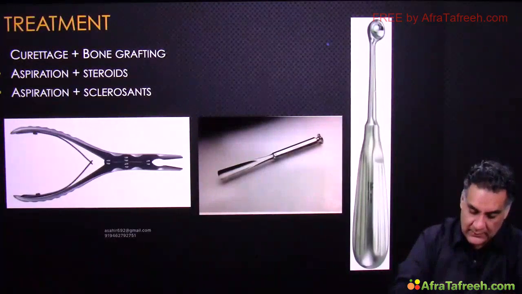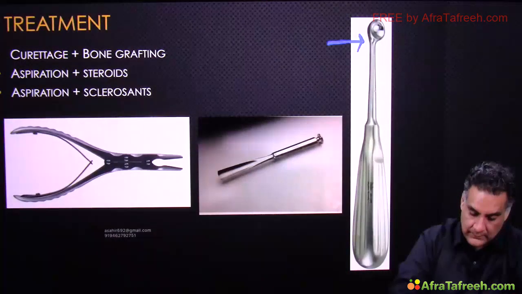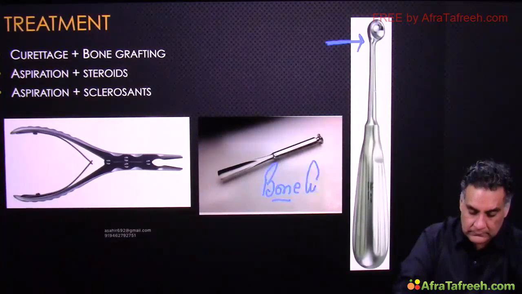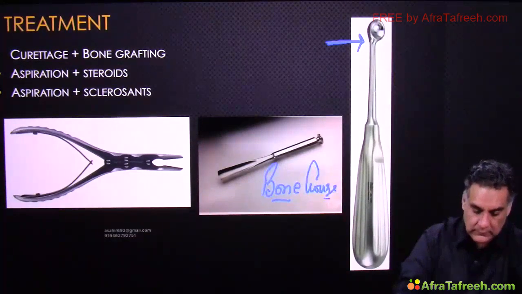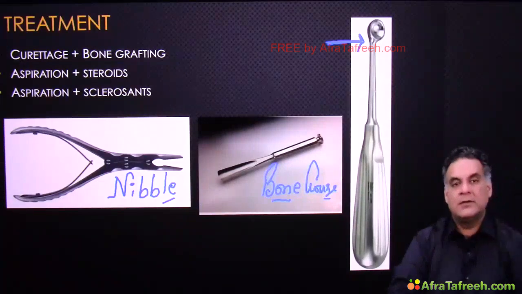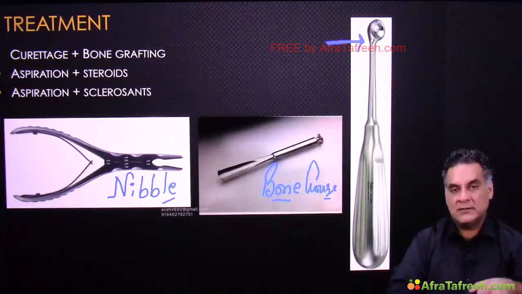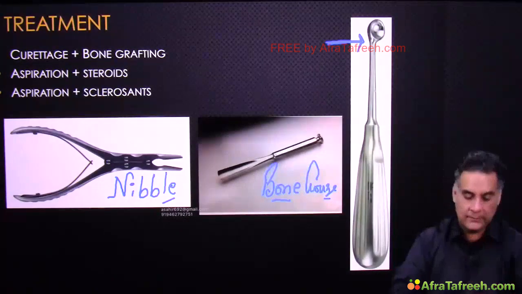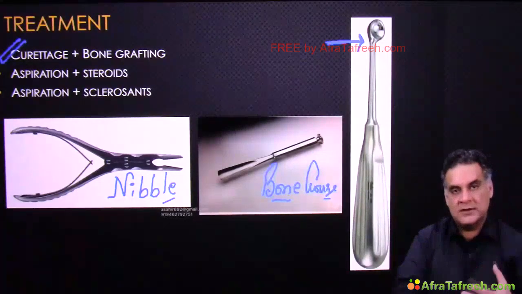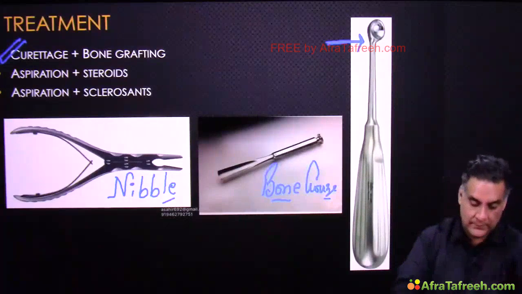This is a curette. This is a bone gouge to scoop out the bone. But the most common instrument used in orthopedics overall is the nibbler. This is a bone nibbler. So these are the things that will scoop out the bone from the cavity. So curettage, and put a bone graft, which is usually taken from the iliac crest.